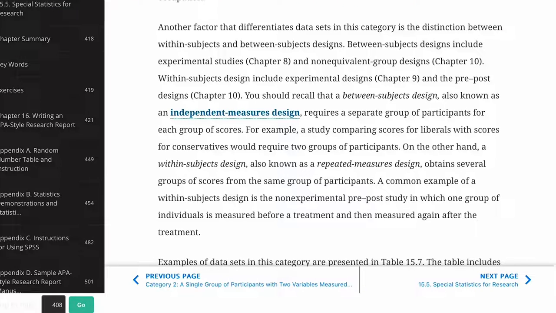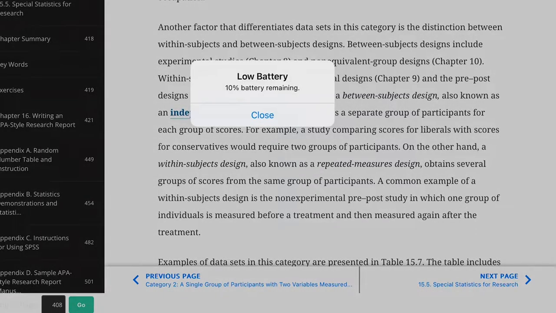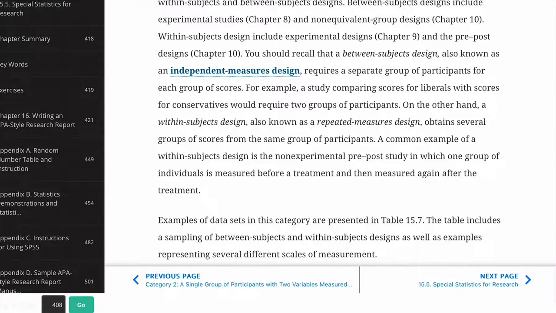The within subjects is where we are using the same participants in both groups. We're repeatedly measuring them, so it's also known as repeated measures. And so the common example of that is that non-experimental pre-post study where we are measuring a group of participants before treatment and then after treatment. So they're being measured twice, before and after. So that's within subjects design. That also is going to determine what tests we use. And so that's why we are reviewing that quickly.